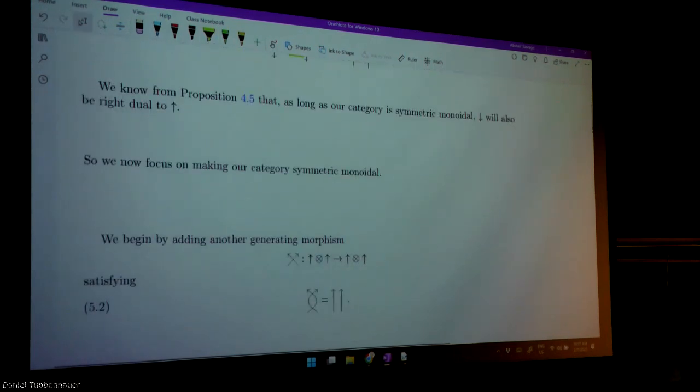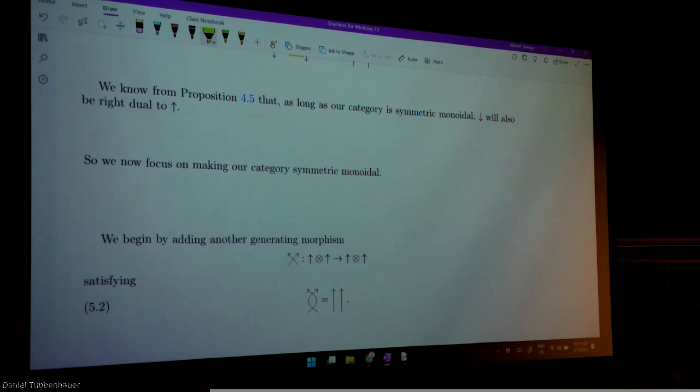Okay, so we're going to focus on making our category symmetric monoidal. Obviously, the result is independent of the choice. That's right. You get two different presentations of the same category, and you can show that they're isomorphic, these two categories. But they'll have different presentations, different sets of generators and relations.